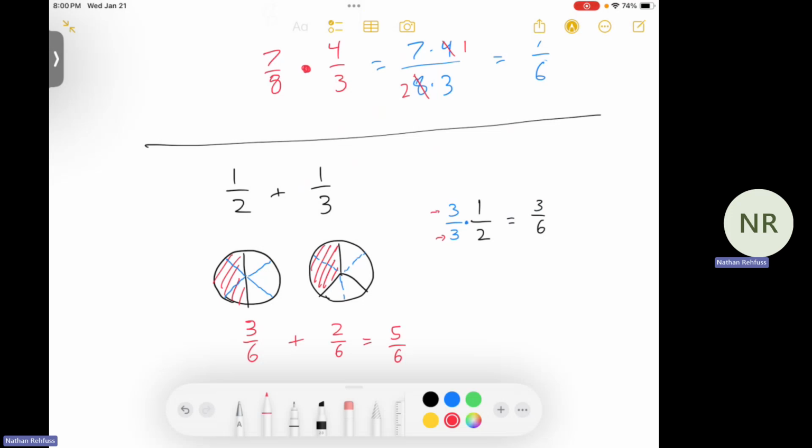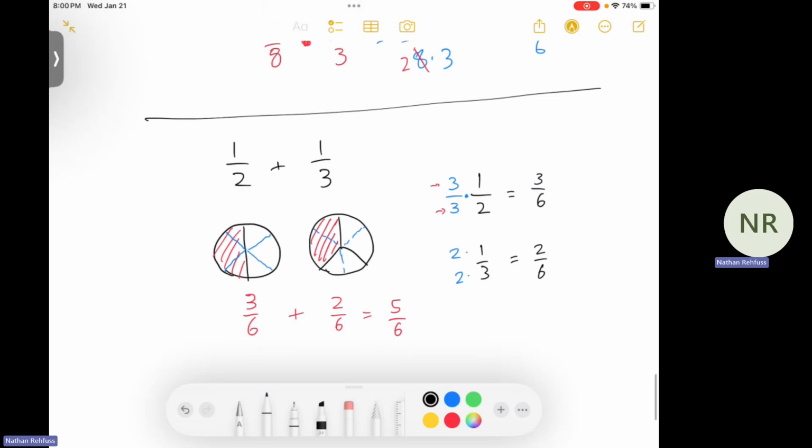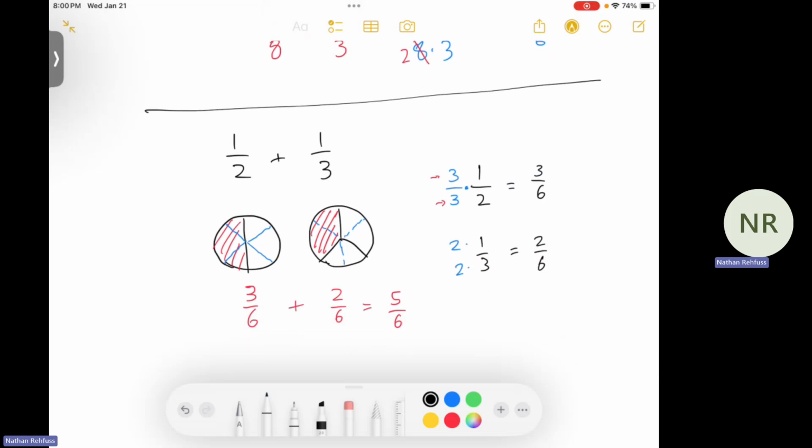So instead of a pizza cut into halves, where we take 1 slice, the pizza's cut into sixths, and we take 3 slices. That's the same amount of pizza. With the 1/3, we're going to make twice as many slices and eat twice as many slices. So instead of eating one of the 3 slices, we will eat 2 out of the 6 slices, and that's the same amount of pizza. Now that all our slices are the same size, sixths, we can compare the two. 3/6 plus 2/6 is 5/6.